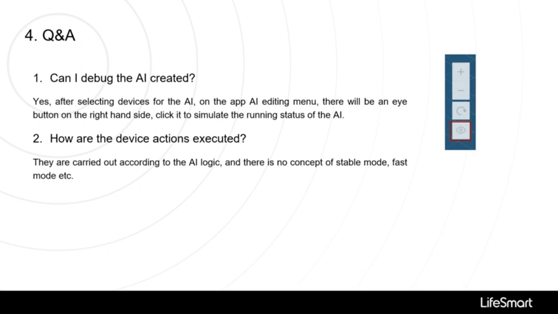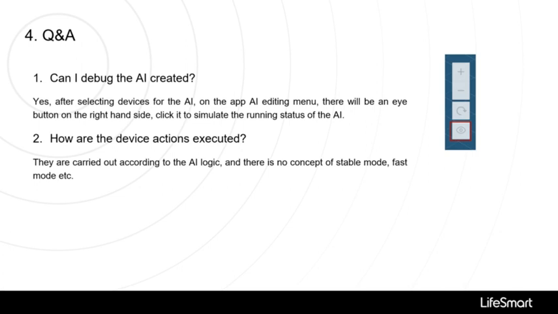The second is about how our device's actions are executed. The device actions are carried out according to the AI logic in the AI builder, and there's no concept of stable mode or fast mode, etc. These stable mode and fast mode only exist in the scene creating.